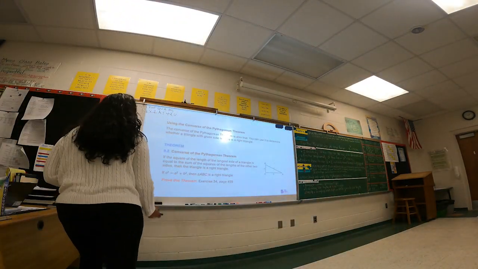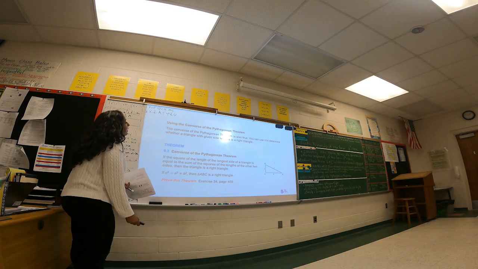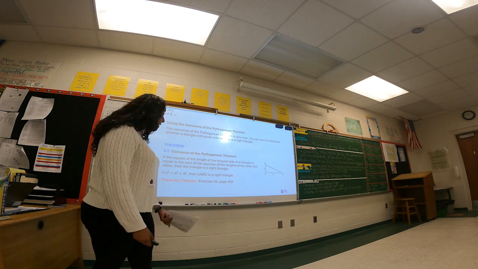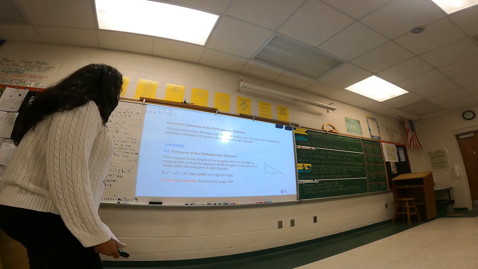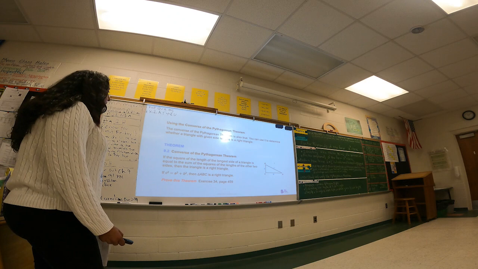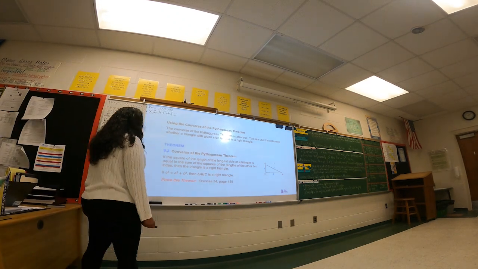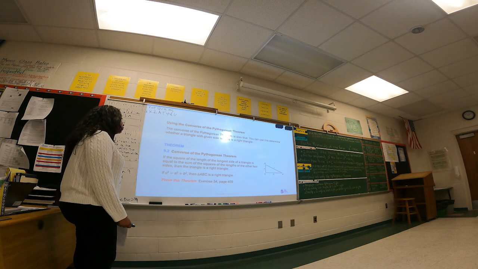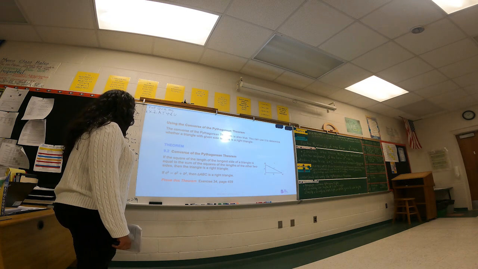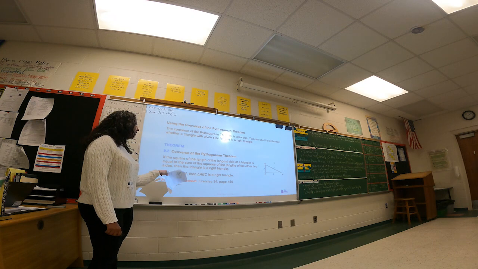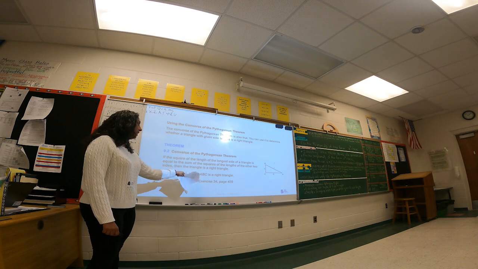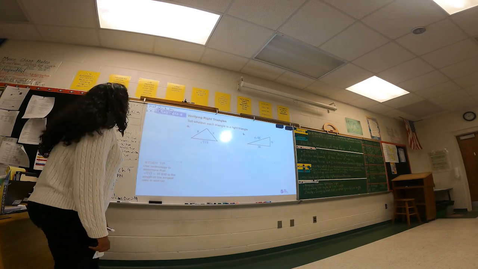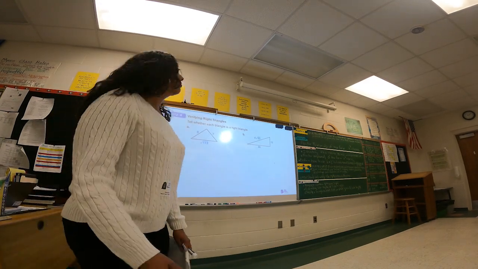Okay, so now using the converse of the Pythagorean theorem. The converse of the Pythagorean theorem is also true. So you can use it to determine whether a triangle with given side lengths is a right triangle. If the square of the length of the longest side of a triangle is equal to the sum of the squares of the lengths of the other 2 sides, then the triangle is a right triangle. Right? So if c squared equals a squared plus b squared, then triangle ABC is a right triangle. Does that make sense?